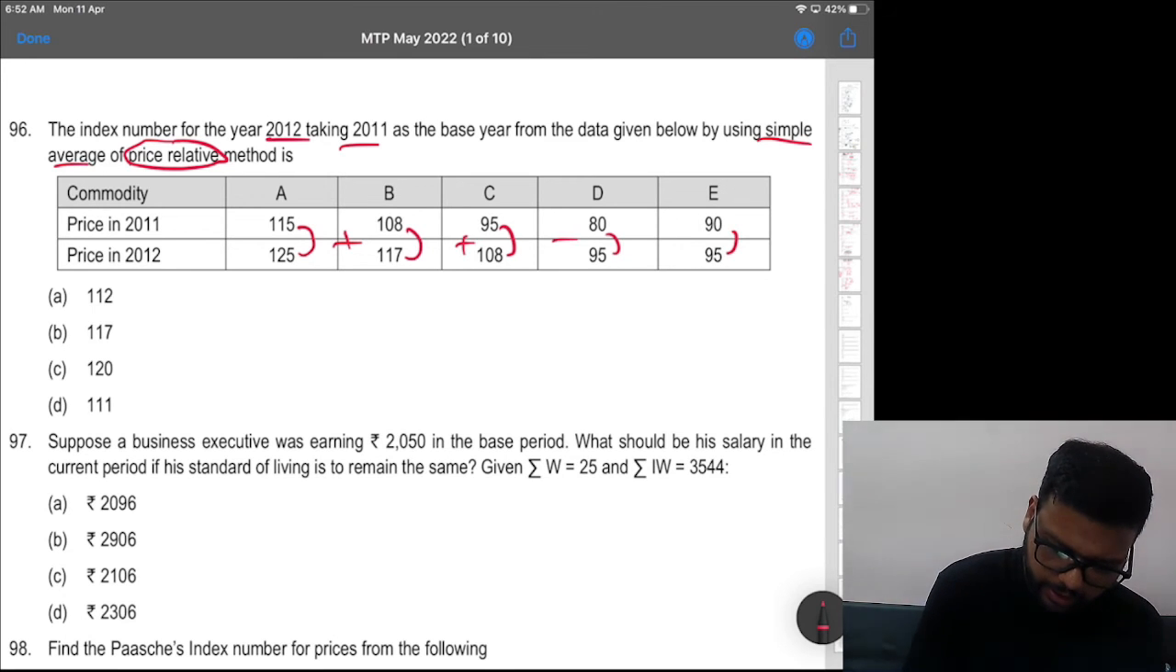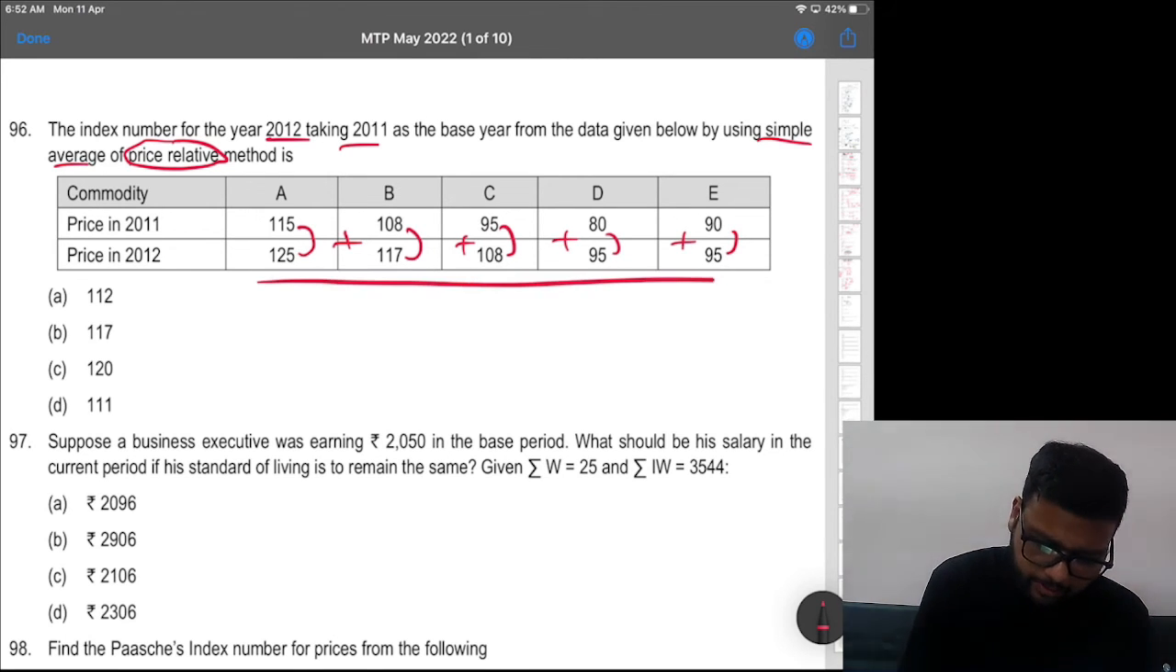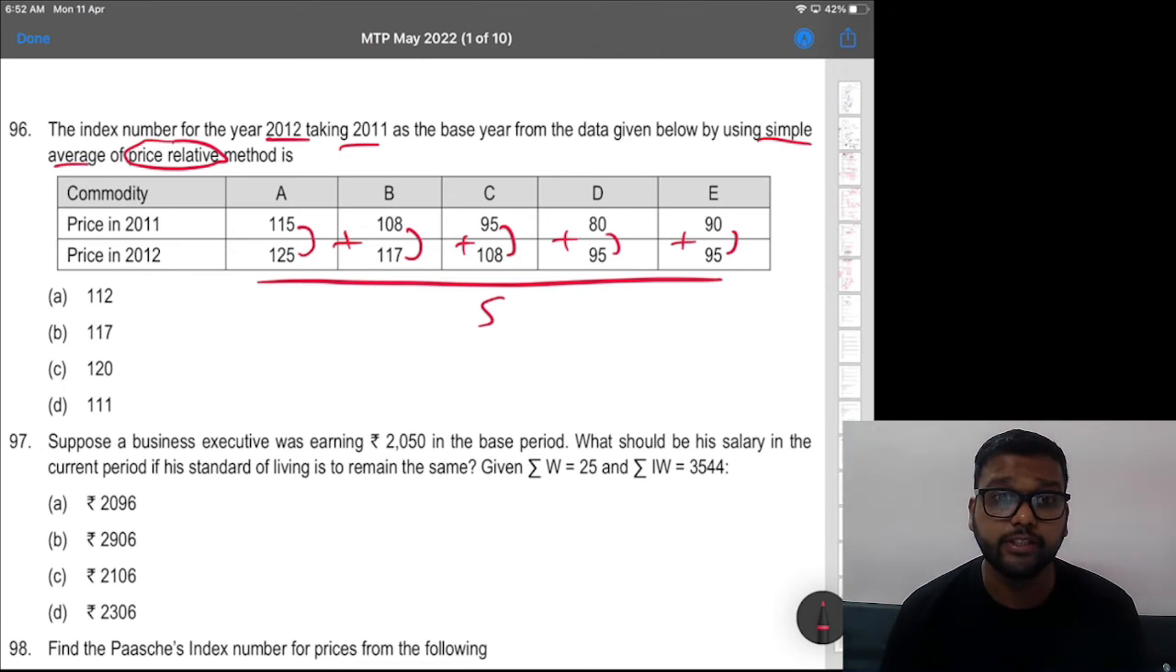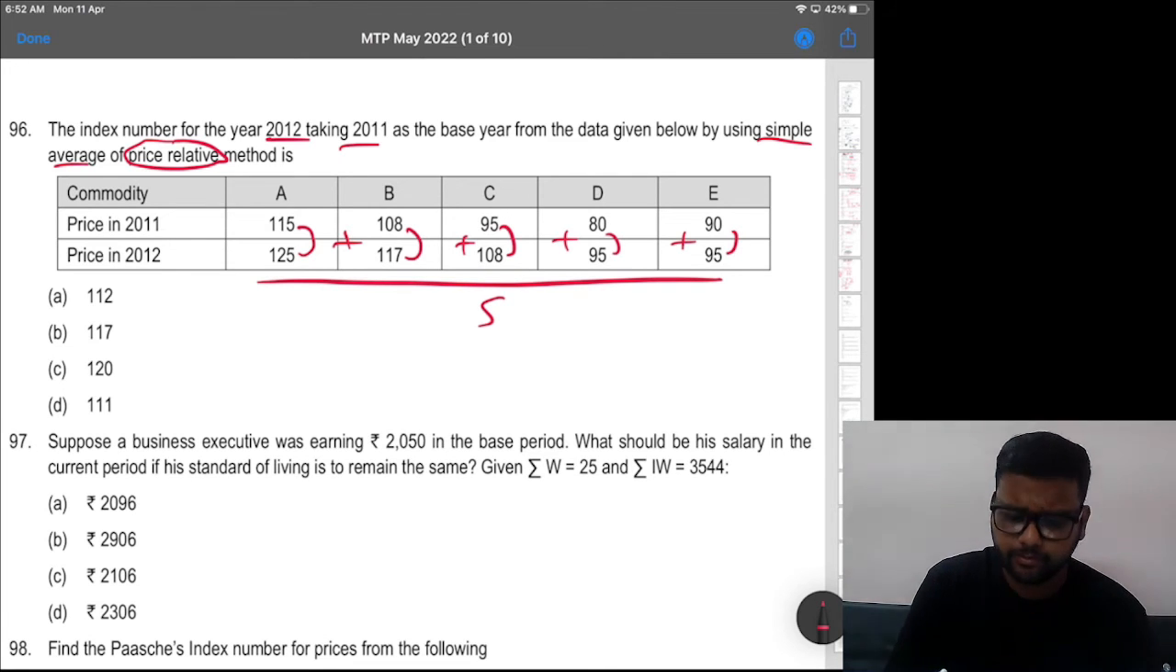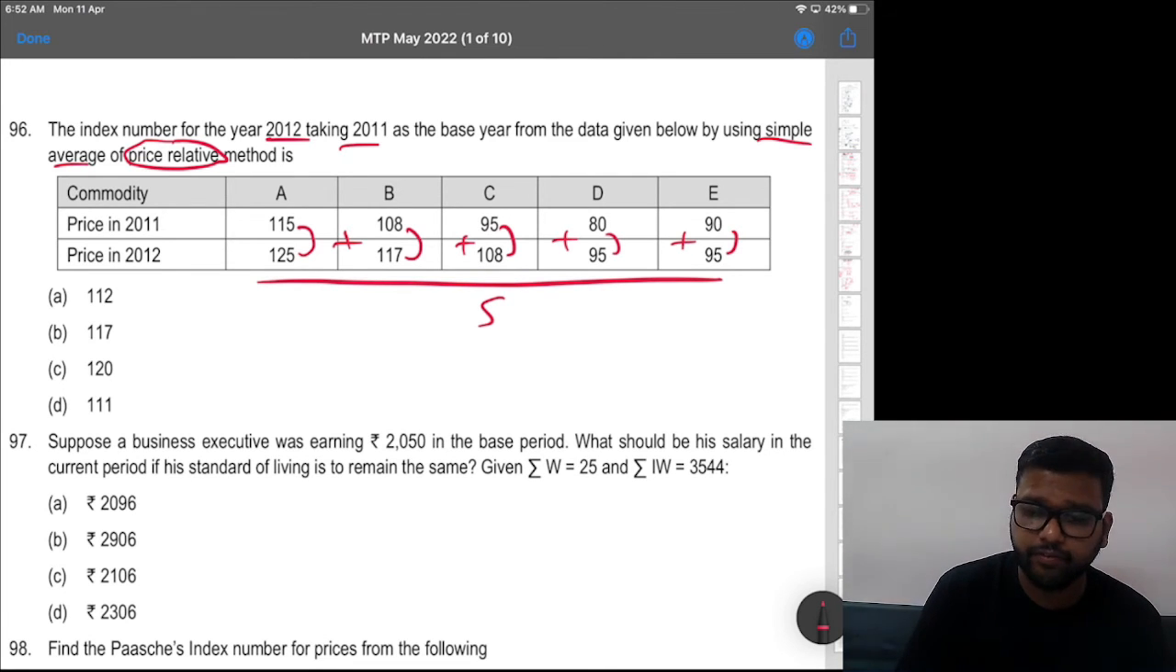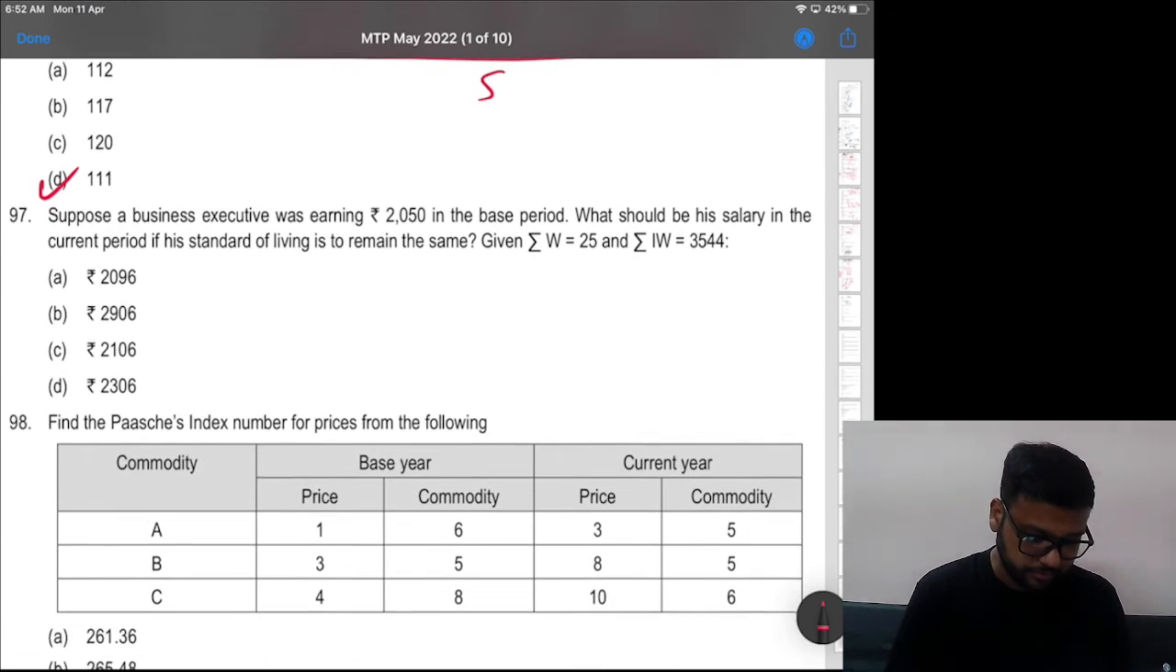Then we'll take their total and divide it by 5 because there are 5 commodities. So let's do everything on the calculator. 125 by 115 M+, 117 by 108 M+, 108 by 95 M+, 95 by 80 M+, 95 by 90 M+. If you press MRC and divide by 5, you get 1.1100. So just multiply by 100, that is 111, option D.